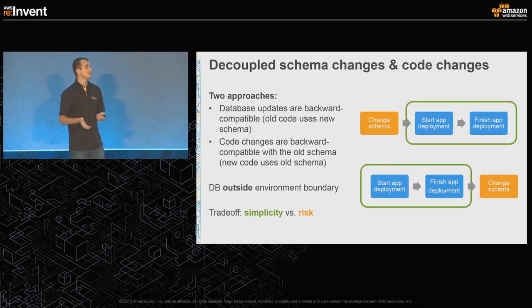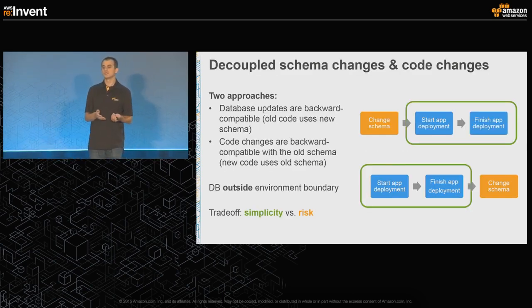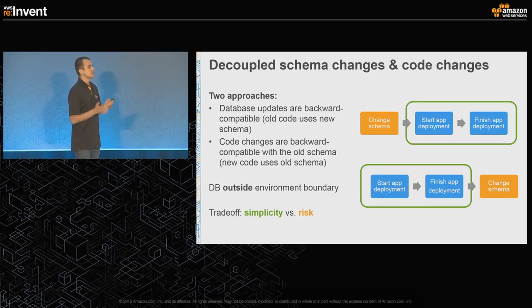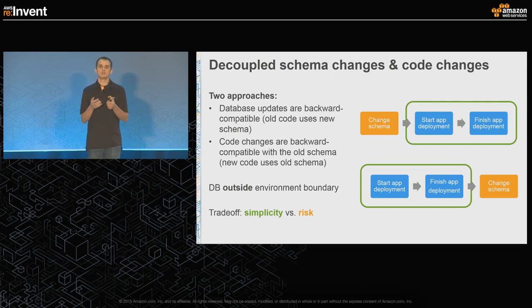So the easiest way to do it, and the process that we see most commonly implemented, is to decouple the schema changes from your code changes. Realistically, this means that the database is outside of your environment boundary and not strictly part of your blue-green deployment, right? And you have two options. You either make the database and the schema changes first, and in that case, the old code needs to use the new schema, so you want to make sure that it's backwards compatible. Or you can make the schema changes at the end after the blue-green deployment completes.